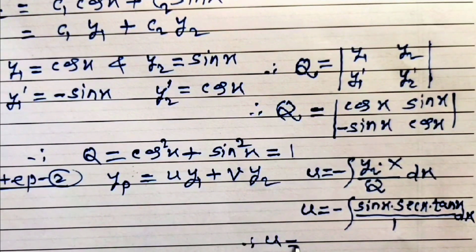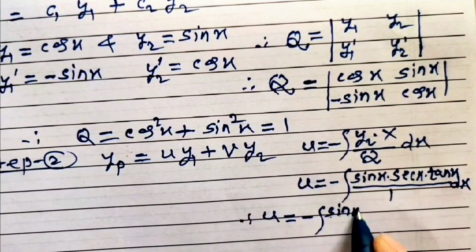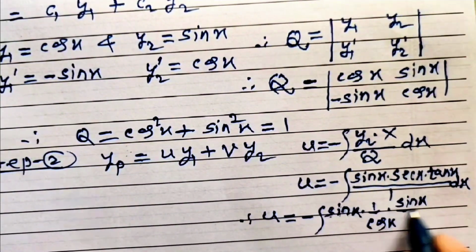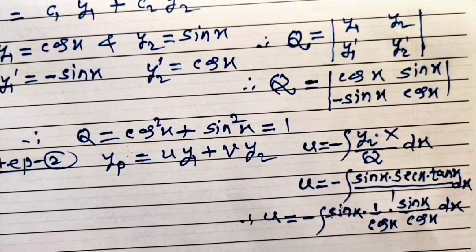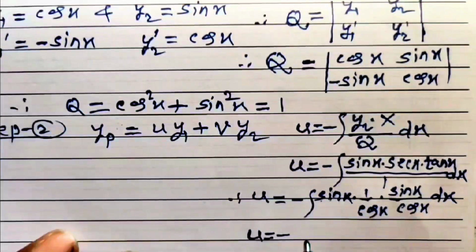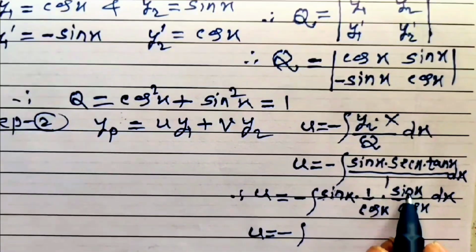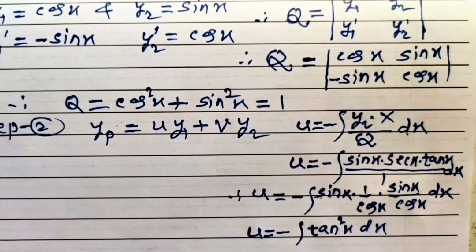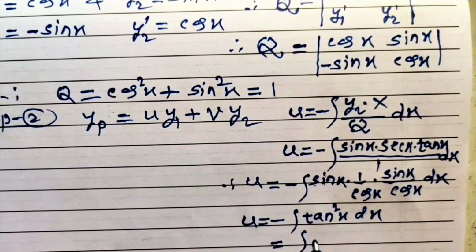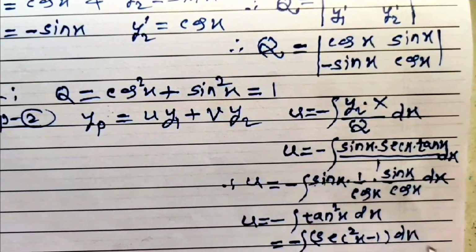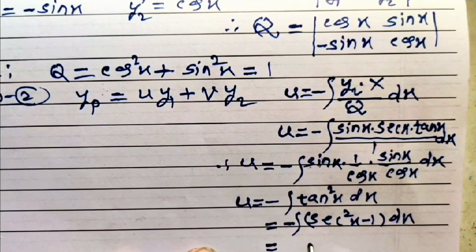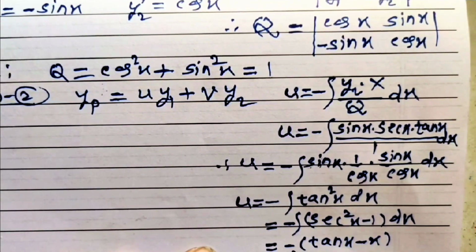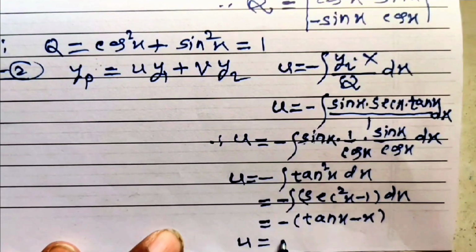Hence u is equal to minus integral of sin x into sec x, which can be written as 1 upon cos x, into tan x, which can be written as sin x upon cos x, integral with respect to x. So u is equal to minus integral of sin x into sin x, sin square x upon cos square x, that is nothing but tan square x, integral with respect to x. Tan square x can be written as integral of sec square x minus 1, integral with respect to x, and then integral of sec square x is tan x, integral of 1 is x. Hence u is equal to, multiplying this bracket by minus sign, u can be written as x minus tan x.